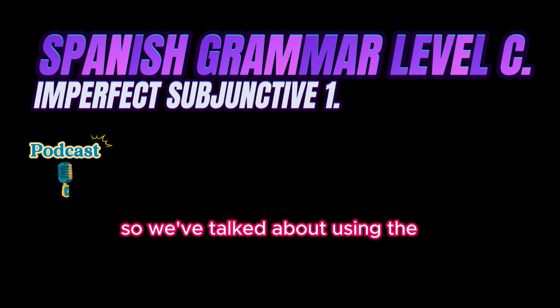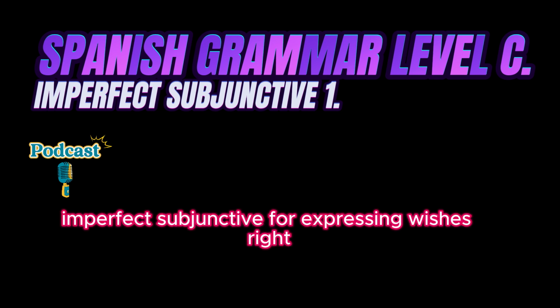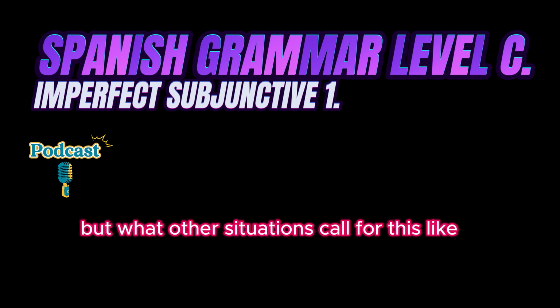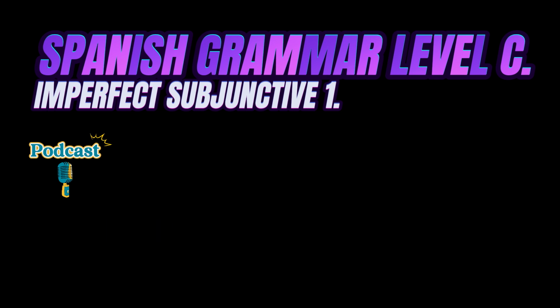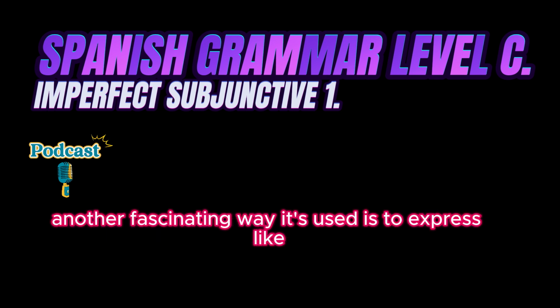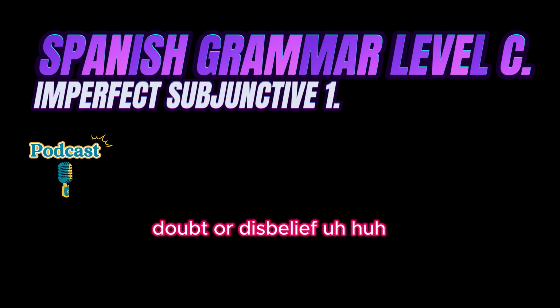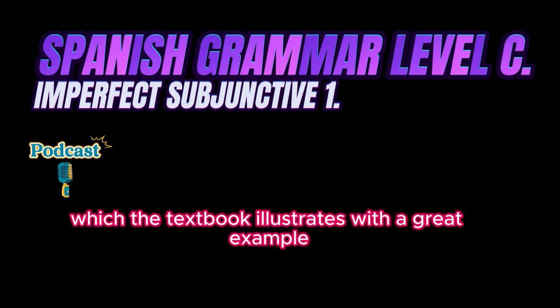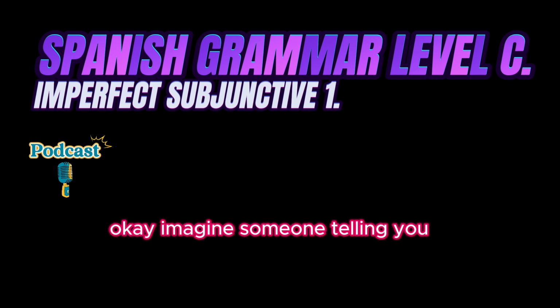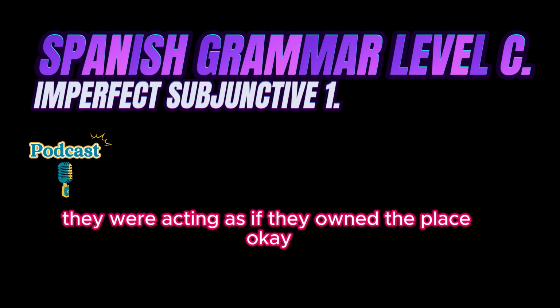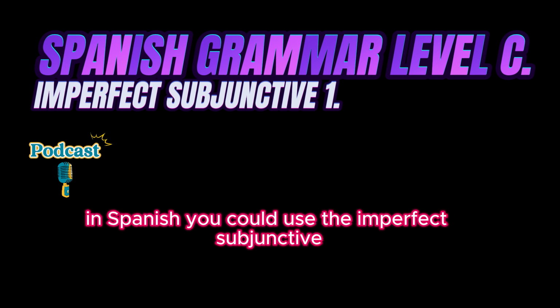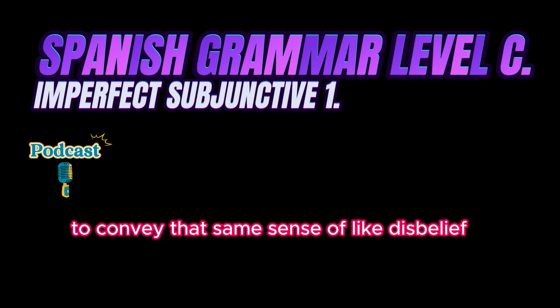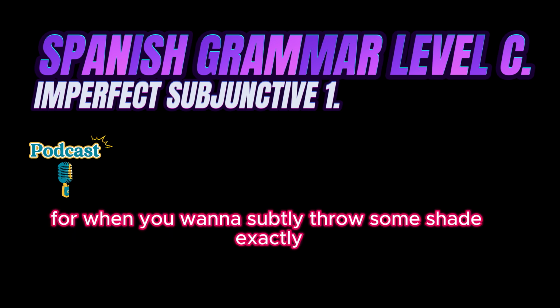So we've talked about using the imperfect subjunctive for expressing wishes, but what other situations call for this versatile tense? Well, another fascinating way it's used is to express doubt or disbelief, especially about something that happened in the past, which the textbook illustrates with a great example. Imagine someone telling you they were acting as if they owned the place. In Spanish, you could use the imperfect subjunctive to convey that same sense of disbelief. Oh, that's perfect for when you want to subtly throw some shade.